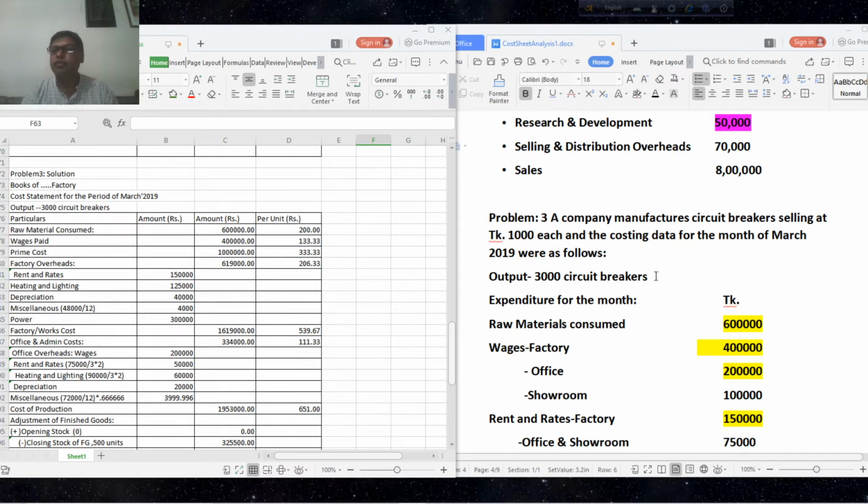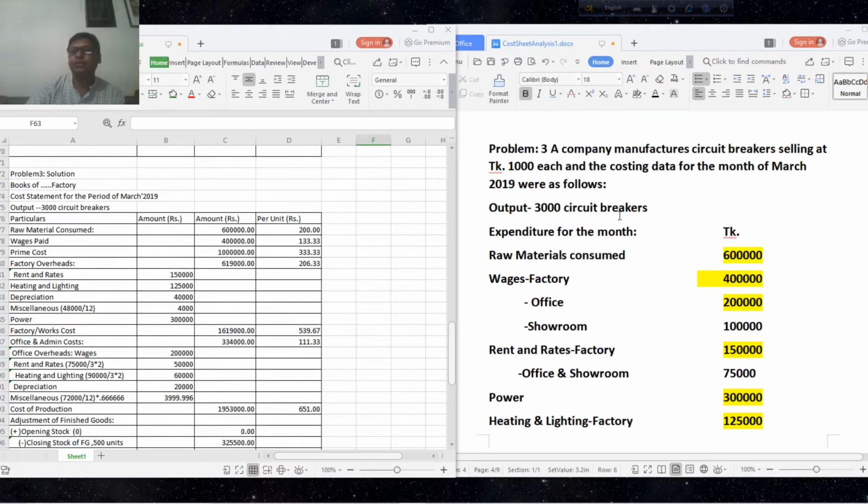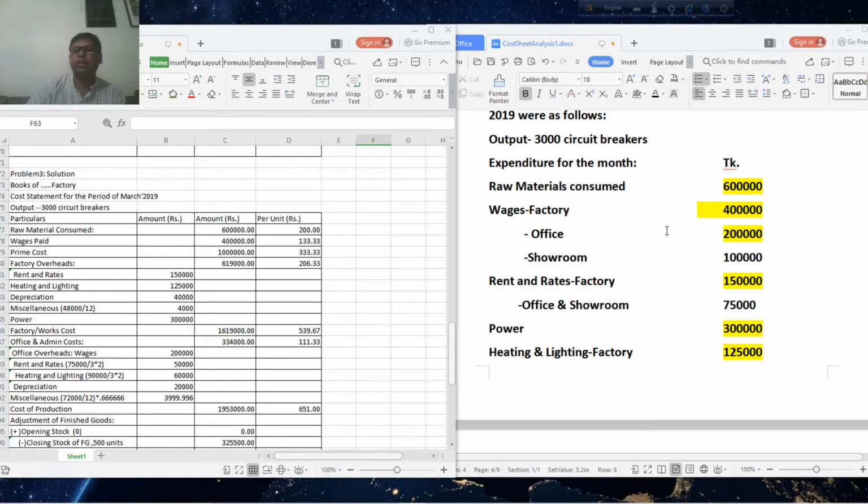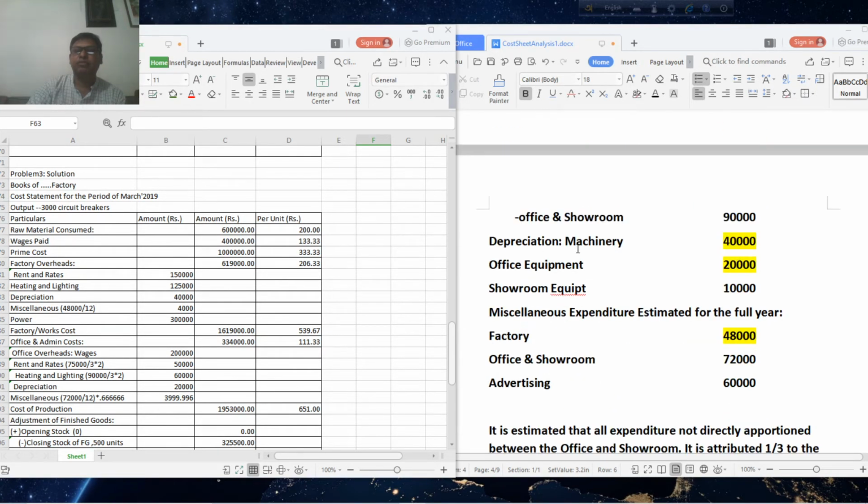This is that a company manufactures a circuit breaker selling at taka 1000 each. So it produces 3000 circuit breakers. So it will cost 3000 into 1000 equal to 30 lakh taka. The expenditure is given here. Raw material consumed is given. Wages given. Rent and rates given. Power given. Depreciation given. Office equipment, showroom equipment given.